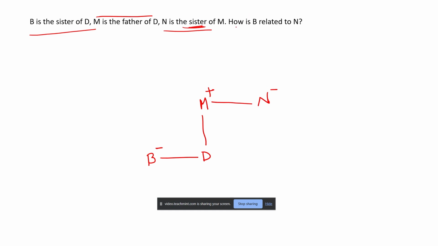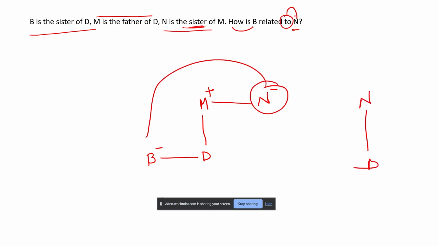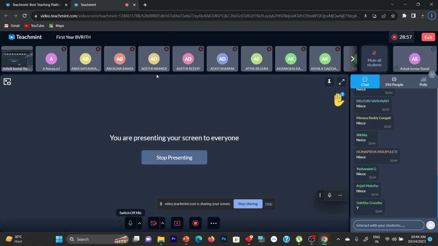Now you need to find out how B is related to N. So if you are N, how are you going to call B? If I am N, B is my sibling's daughter, my own brother's daughter. So I am going to call her niece. Clear, all of you? Remember, sibling's daughter, we are going to call them niece.